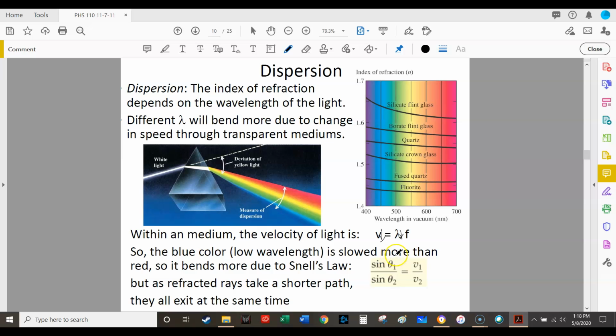So red is going to be bending less than blue because red has a larger wavelength, and it's a direct proportion, right? Again, frequency is a constant, but red has a larger wavelength than blue, so it's going to be traveling at a faster speed in that medium.